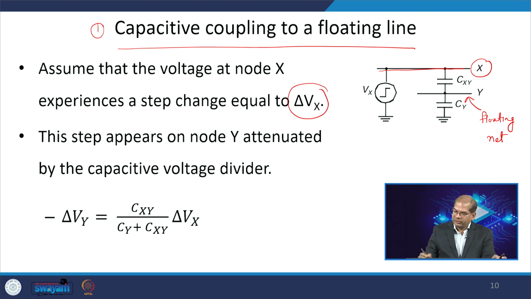We have a floating net y. How much charge will be transferred to the y net? How much voltage will appear in the y net? You can do this using the capacitive divider method. Basically, these two capacitors are in series, so the voltage across these two points is Cxy divided by (Cy plus Cxy) multiplied by delta Vx. This amount of voltage will appear at node y. This is the kind of noise appearing in the floating net.